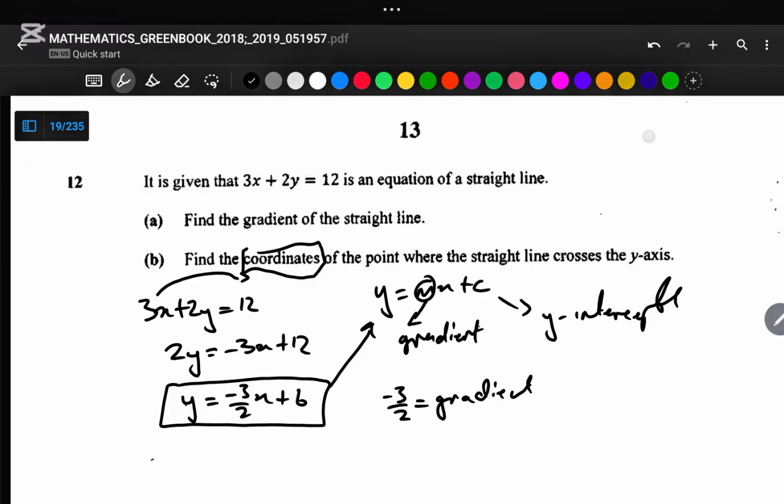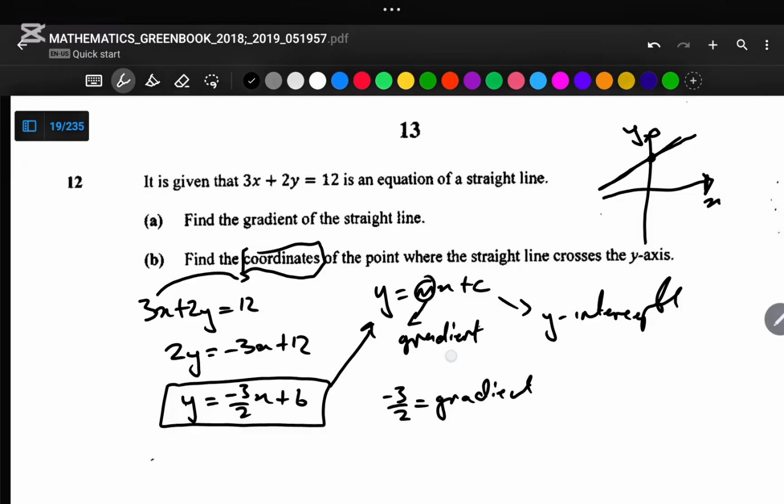So what is the y-intercept? The y-intercept is the point where the line crosses the y-axis. So if we have a graph like this, this one is the y-axis and this one is the x-axis, and if our line crosses the y-axis, that is what we call the y-intercept. This y-intercept only occurs when x is equal to 0. So that makes our coordinates very simple.